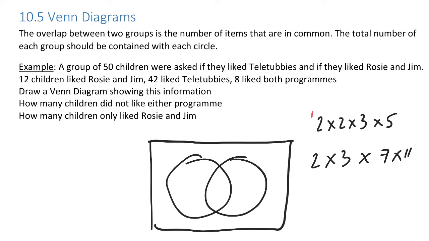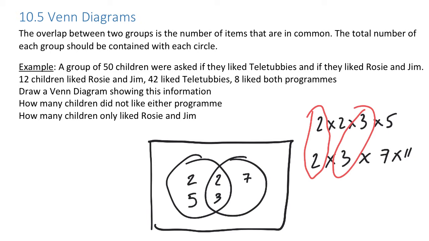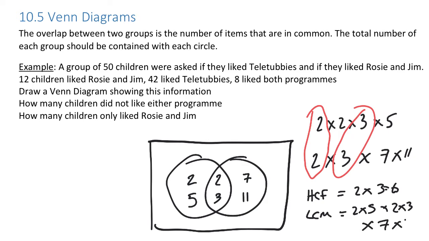So we can see that a 2 occurs for both numbers, so we can put a 2 in there, and also a 3 occurs for both numbers, so we can also put 3 in the overlap. In the first circle then we'd put the remaining 2 and 5, and in the second we'd put the 7 and the 11. And from there we could work out that the HCF was 2 times 3, which is 6, and the LCM would be 2 times 5 times 2 times 3 times 7 times 11.